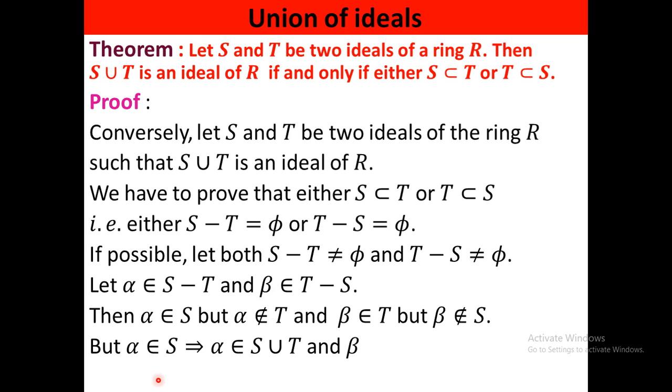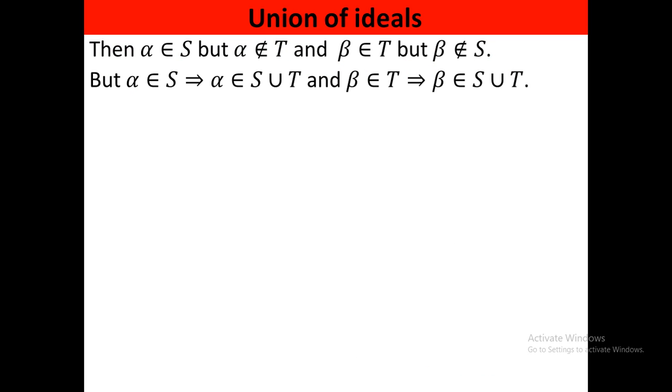Now alpha belongs to S implies that alpha belongs to S union T, and beta belongs to T implies that beta belongs to S union T. So we get the result: alpha is an element of S but does not belong to T, and beta is an element of T but does not belong to S. Now here S union T is an ideal, and alpha and beta are two elements of S union T.